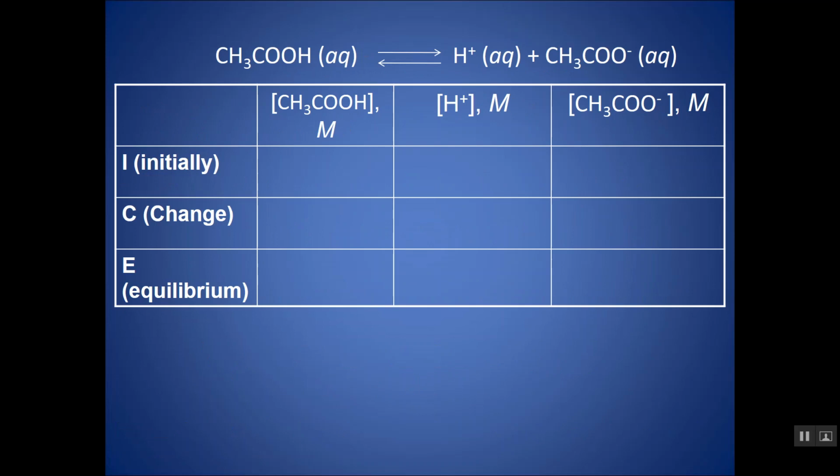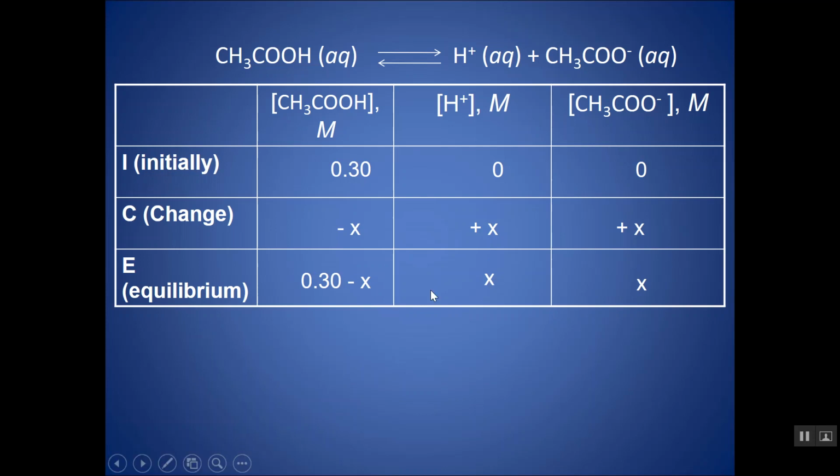So if I make an icebox, initially I know the acid. I can say I have 0 of each ion to start with. We'll put our changes in. And in the problem, do they give me any information about equilibrium? They don't give me pH, so I don't know the H plus at equilibrium. So what do I do if I don't know things at equilibrium? Well, let's just fill in these boxes in terms of X. Okay, so this would be 0.3 minus X, this would be X, and this would be X.